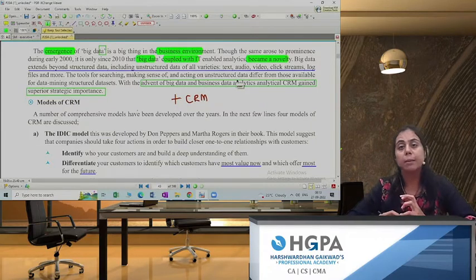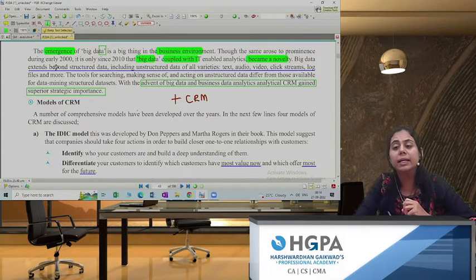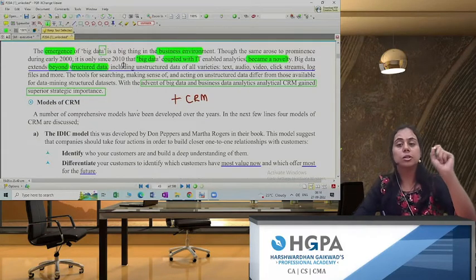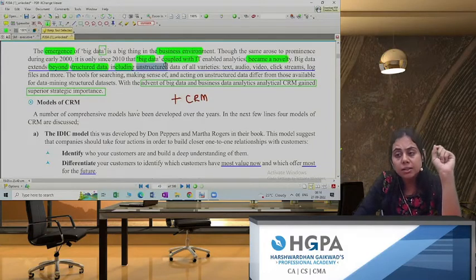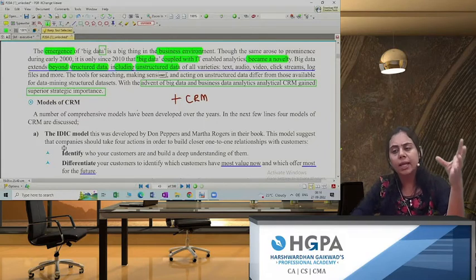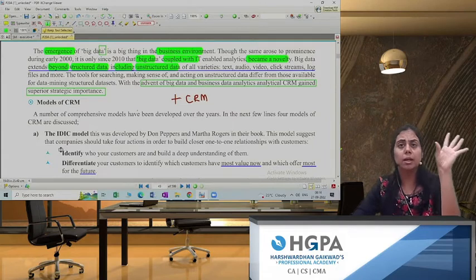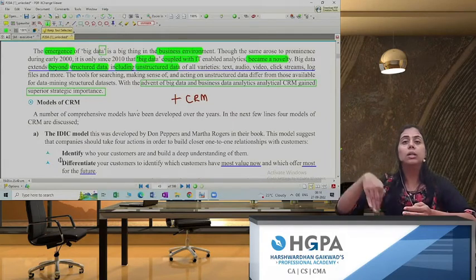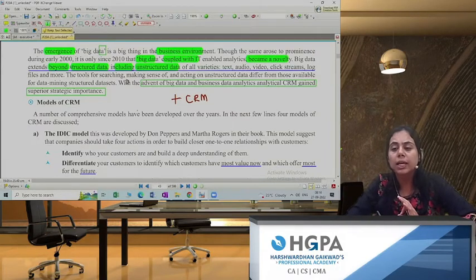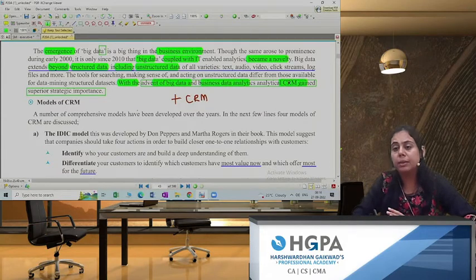Even in unstructured form, we can store data. So what is big data? Big data is structured data plus unstructured data. Here it is written that big data extends beyond the structured data, including unstructured data also, in the form of anything. It can be in the form of text, audio, video, small clips, anything. Because IT is able to convert it into whatever format we use. And thus, with the advent of big data and business data analytics, CRM gained superior strategic importance.